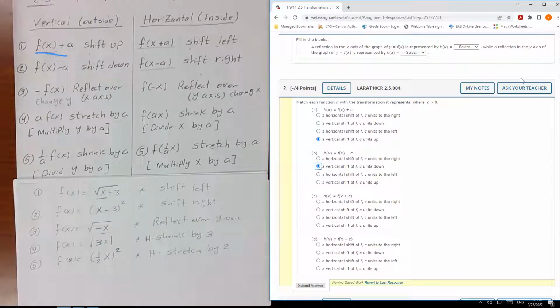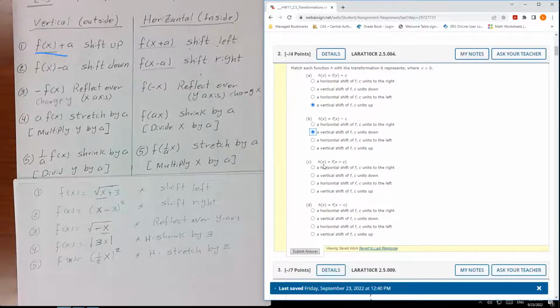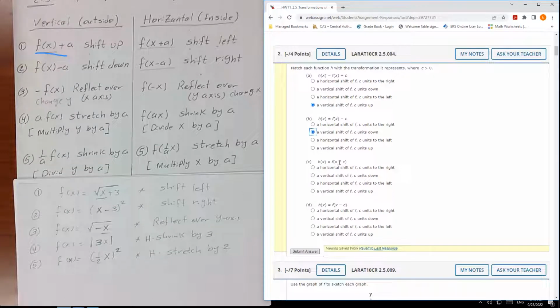Let's go to the next one. Next example. H of x equal f of x plus c. You see the technique is inside, which is a plus, so it's going to be shift left. So it's going to be horizontal shift c units to the left. If it's minus, it's going to be shift right. So it's going to be horizontal shift c units to the right. That's it for this example.